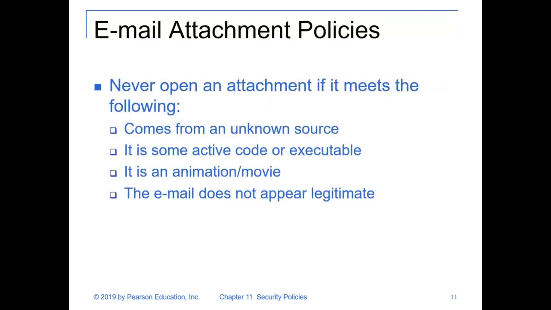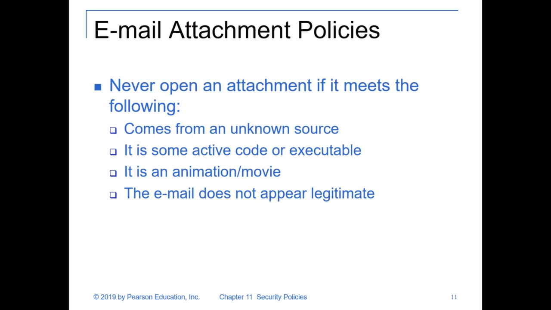Now, some reasons you might have rules for never opening an attachment: maybe it comes from an unknown source, it has some kind of active code, or it's executable, it's an animation or movie, or the email just doesn't appear legitimate. It may have the signs of a phishing email: a sense of urgency, click here now, a lot of misspelling, generic introductions. Those are things that you would write into your email attachment policy.